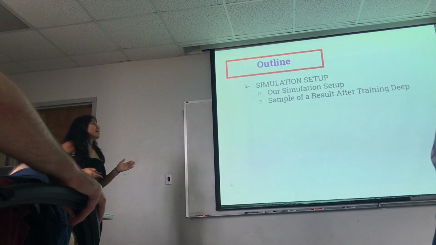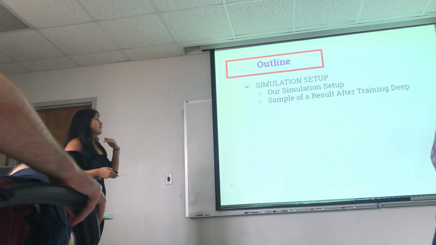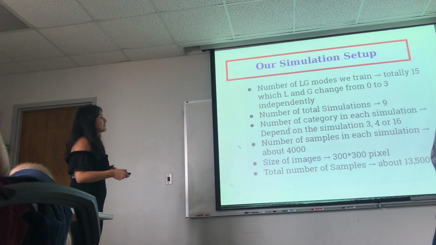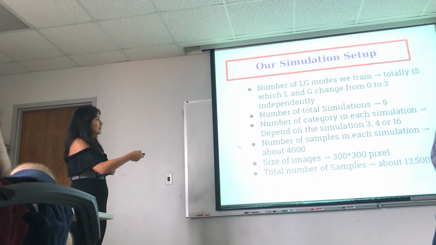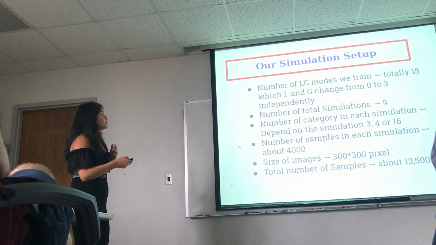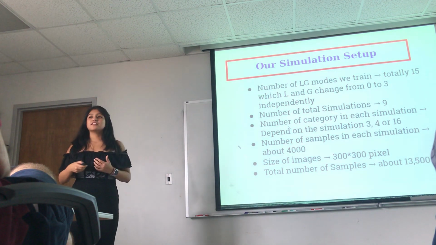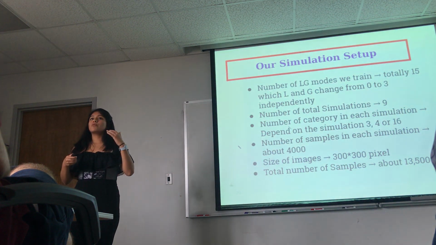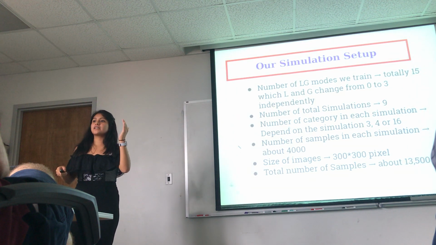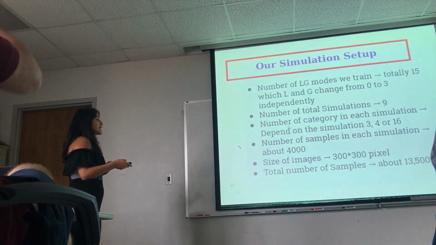So the simulation setup. This is what I mainly did in the project: our simulation setup, samples and results of the training with deep learning. We had 15 modes, as I said earlier, and because we were given LG33, L and G were changed from 0 to 3 independently. As you saw in the first image, it had L going down, it had G going down. Depending on how you went, they all are different modes.